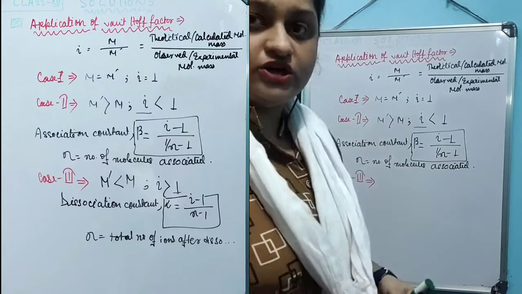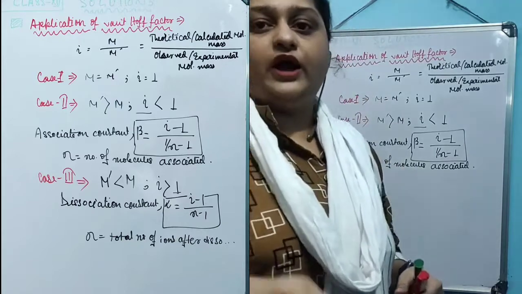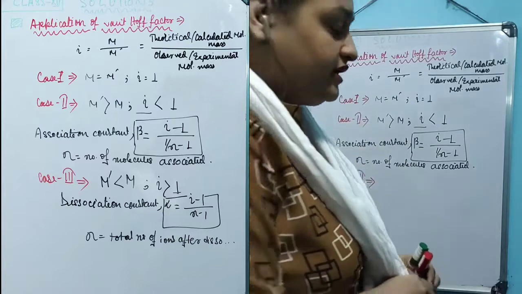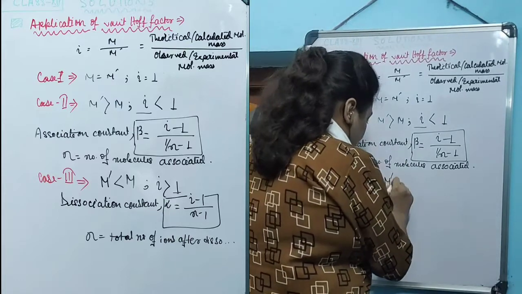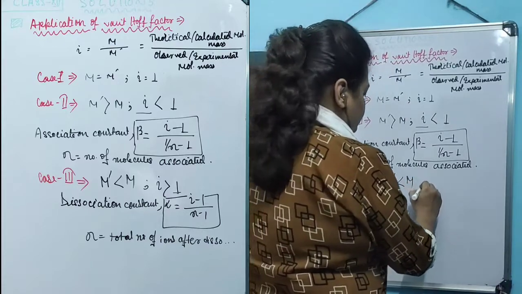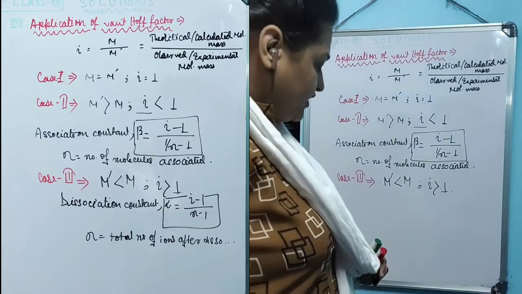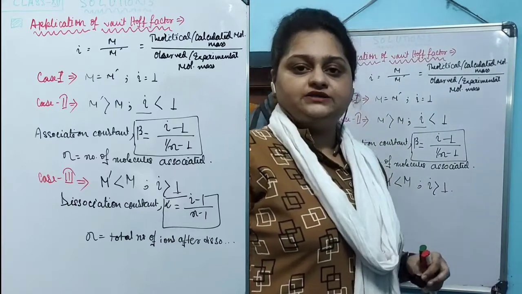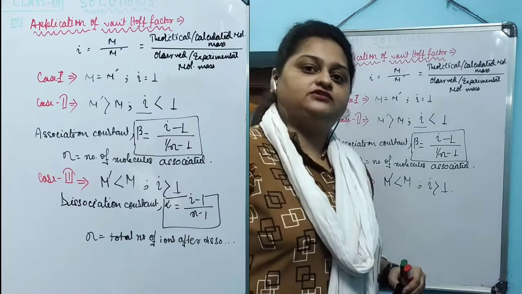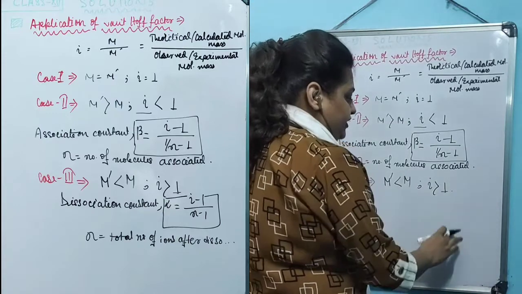Case 3: if dissociation occurs, the observed molecular mass will be less compared to the theoretical molecular mass. M prime is less than M, resulting in i greater than 1. So if by calculating we find that i is greater than 1, we can conclude that the molecule has dissociated.